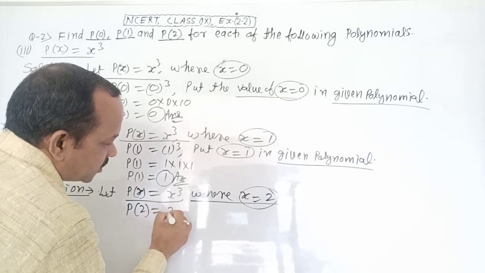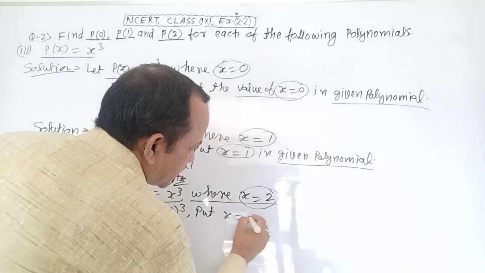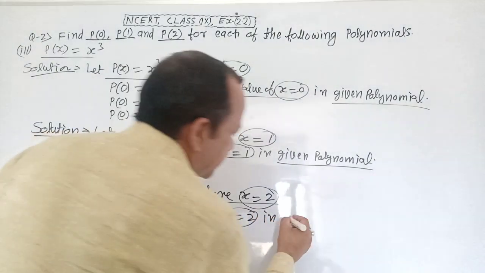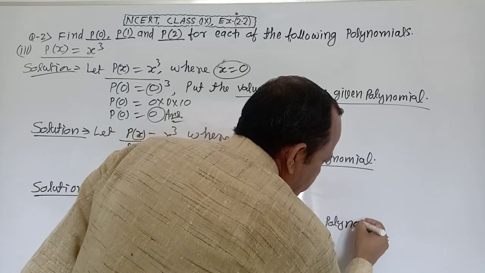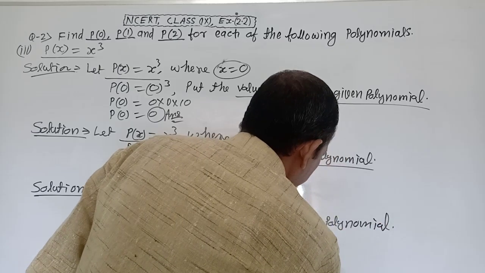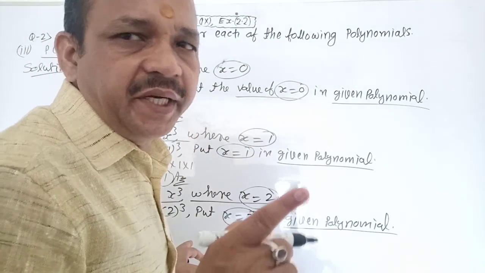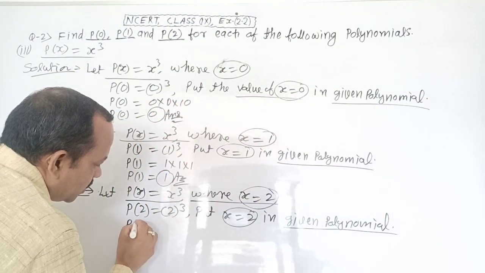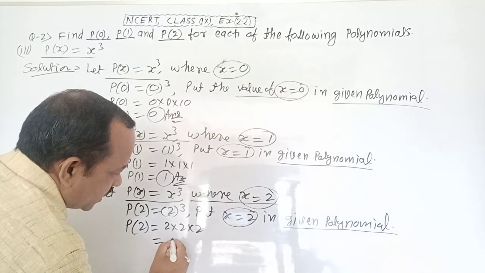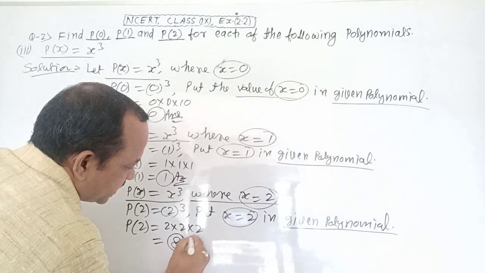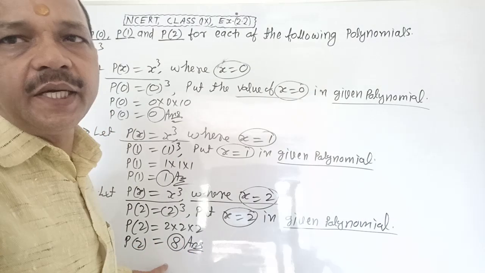Now p(2) equals 2 cube. Put x equals 2 in the given polynomial. Clear? No confusion about it? Very good. Now p(2) equals 2 multiplied by 2 multiplied by 2, which is 2 twos are 4, 2 fours are 8. 8 is your answer. p(2) equals 8 is your answer.